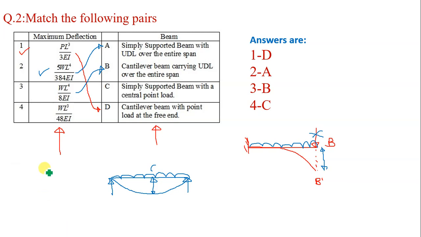And the last one is WL cube upon 48 EI. The correct answer is C. This is the maximum deflection when a simply supported beam is carrying a central point load like this. This is a simply supported beam supported at say A and B and carrying a central point load of magnitude W. Here the beam deflects with convexity downward again. The maximum deflection occurs at the center below the load and the value is WL cube upon 48 EI. So in this way we can match the correct pairs for maximum deflection and type of beam.